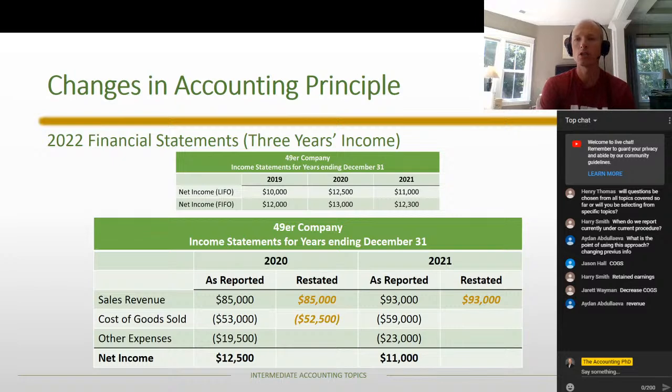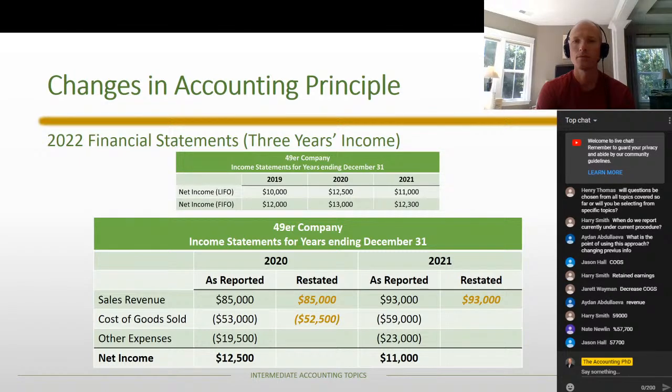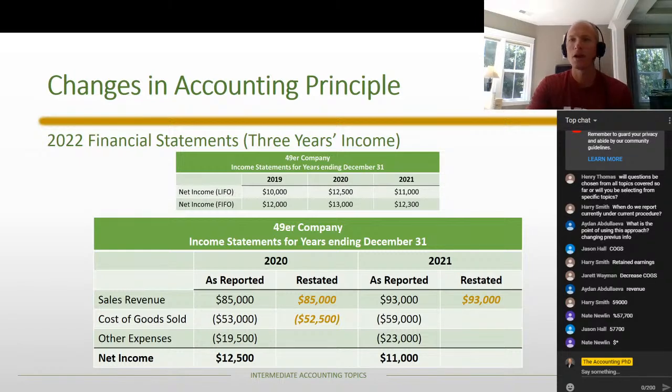So someone real quick in the chat, what would be our cost of goods sold in 2021? Again, we got to look at what happened in 2021 and then apply it to the cost of goods sold that we see here. So we're asking Harry for the restated cost of goods sold. So Nate and Jason both say 57,700. Yep, I got it, Nate.